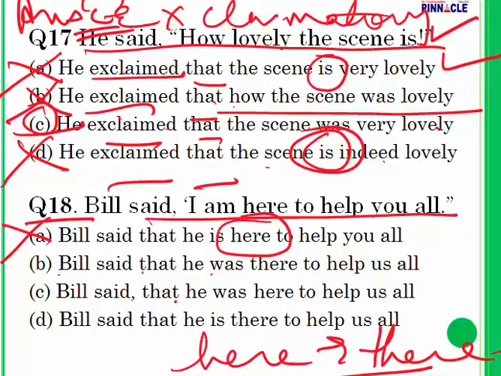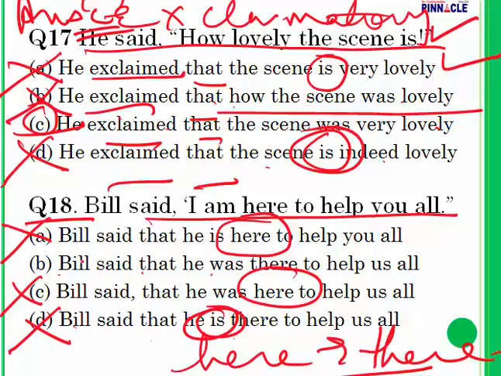Bill said that he was here. Again, here is there. It gets eliminated. Bill said that he was there. Bill said that he is here to help us all. Here tense, he is here. I am here and he is here. So this also gets eliminated. So what am I left with? I am left with B, which is my answer. B is my answer.